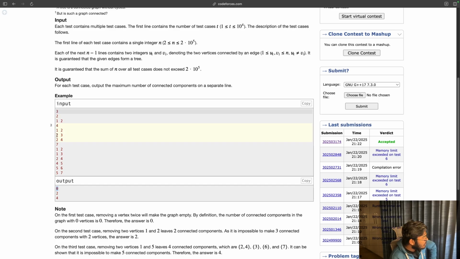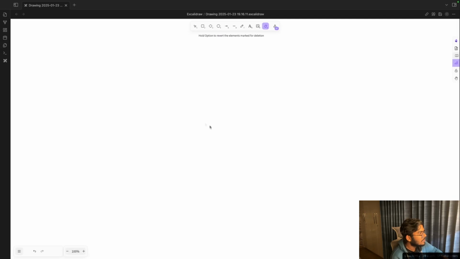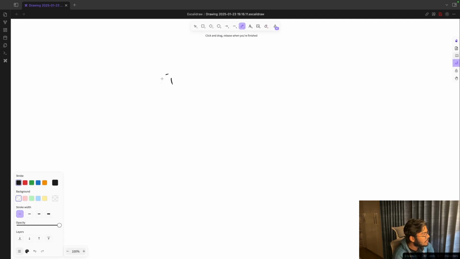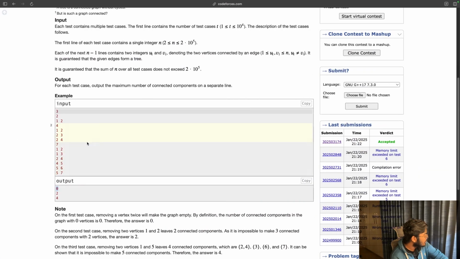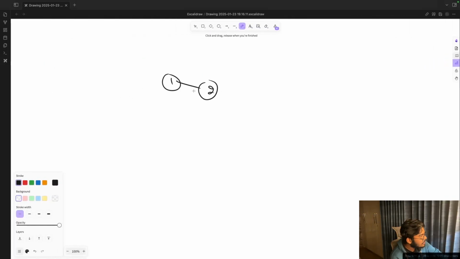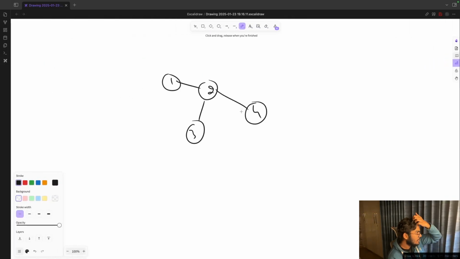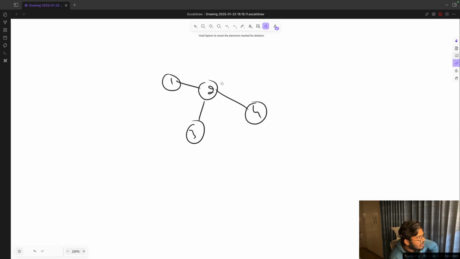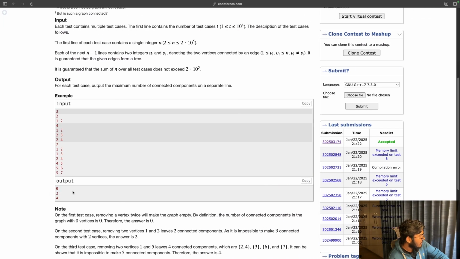For 4, we have 1, 2, 2, 3, and 2, 4. So let me just draw this. So we have 1, 2, you will have 2, 3, and you will have 2, 4. Okay. So in this case, it clearly makes sense to destroy the 2 part because it is connected to maximum. So I can destroy this 2, and let's destroy one more. So we will have 2 connected components left. So that is why we have the answer as 2.